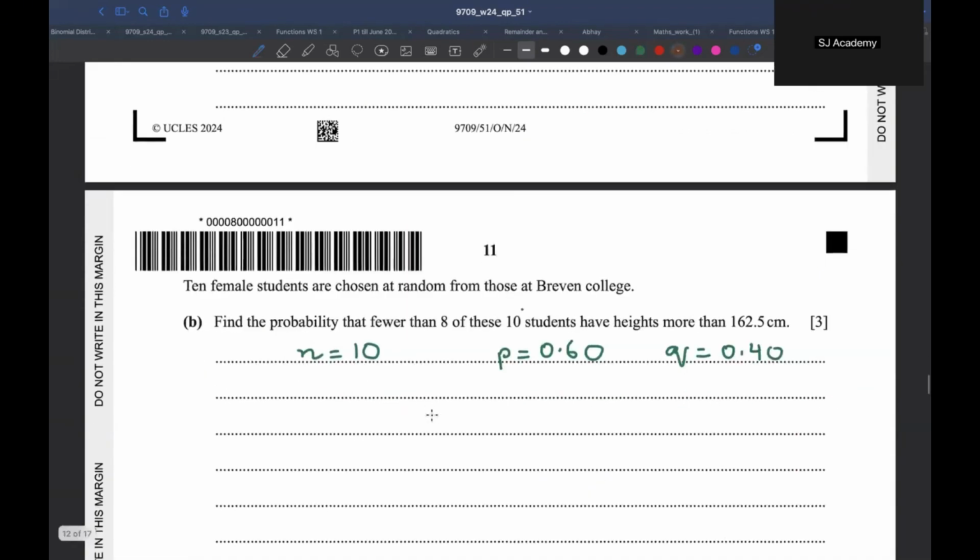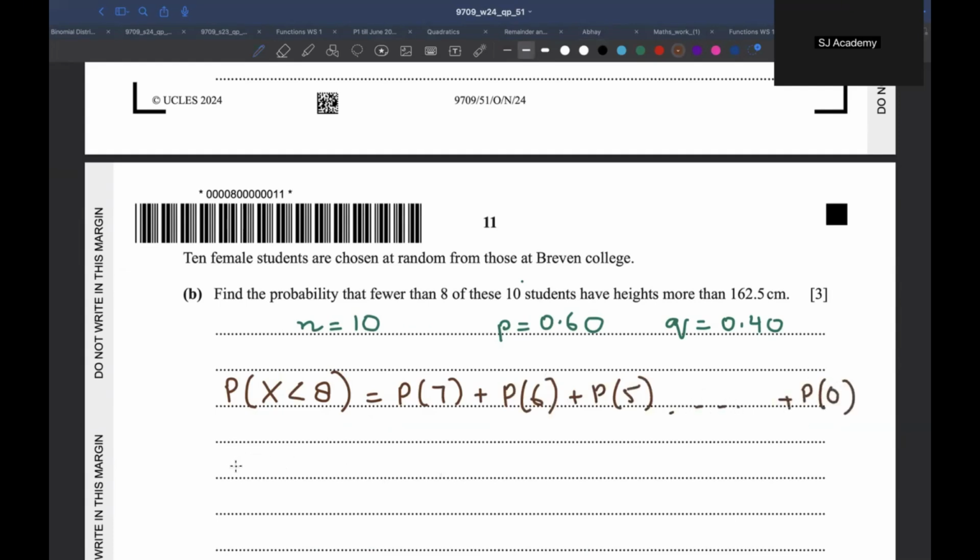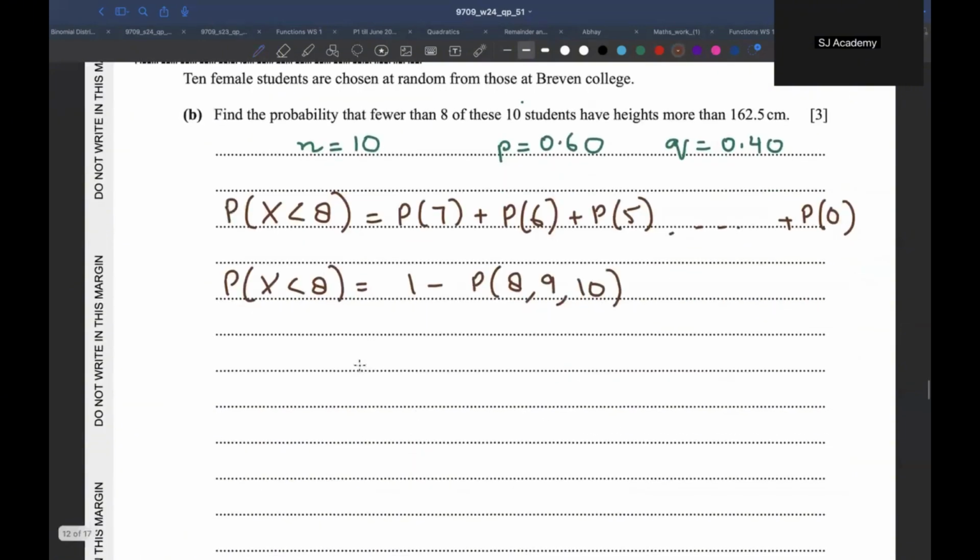Okay. Now it says fewer than 8 of these 10 students. Now, when it says x is less than 8, we can find the probability of 7, probability of 6, probability of 5, and so on till probability of 0. Or what I prefer doing is x is less than 8 will mean 1 minus the probability of 8, 9, and 10, right? How will we find these probabilities?